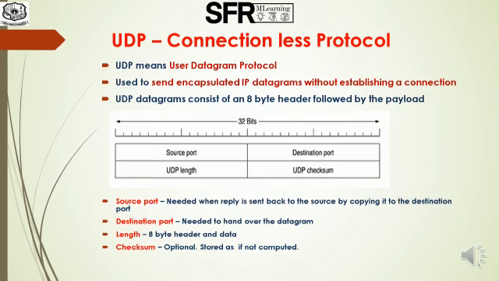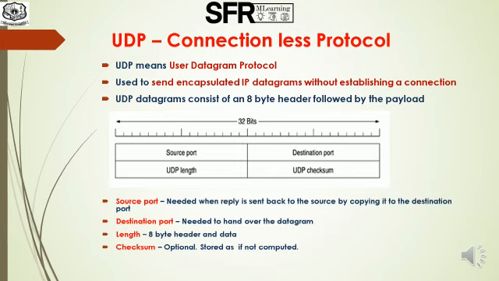As the name says, here all the data transfers are in the form of datagrams, that is packets, and UDP is a connectionless protocol. That means before sending any data to the receiver, there is no need to establish any connection beforehand. In UDP datagrams, there is an 8-byte header followed by the payload, that is our data.